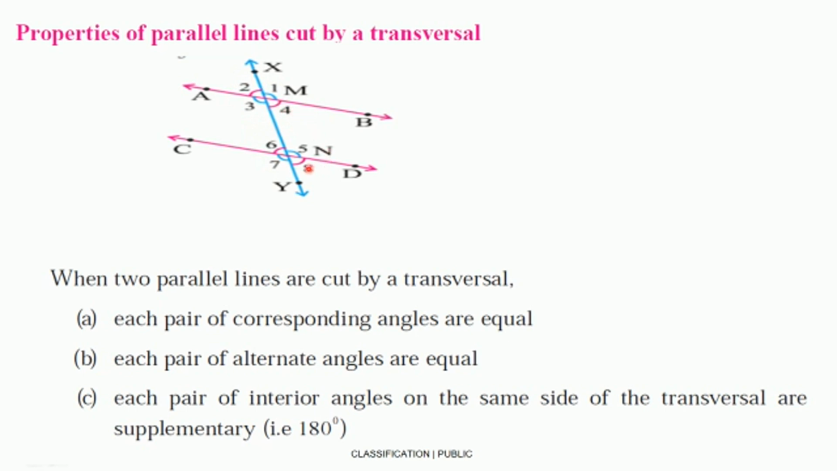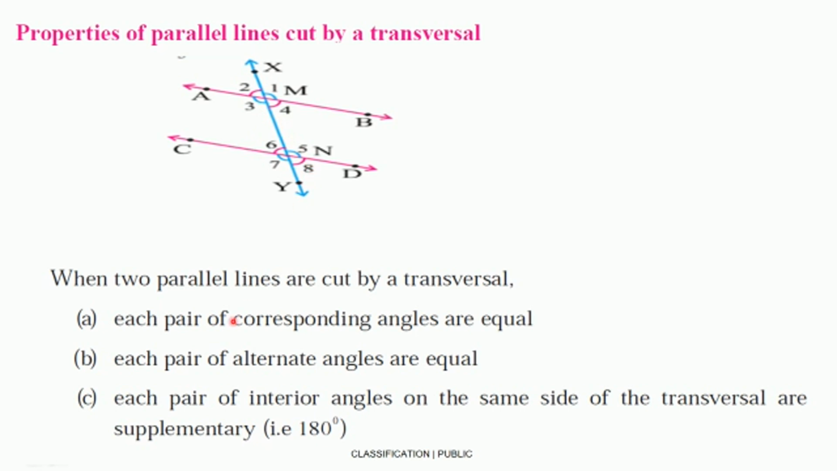Next, each pair of alternate angles are equal. That means angle 3 equals angle 5, angle 4 equals angle 6. And also angle 1 equals angle 7. These are alternate angles. And angle 2 equals angle 8. Clear?